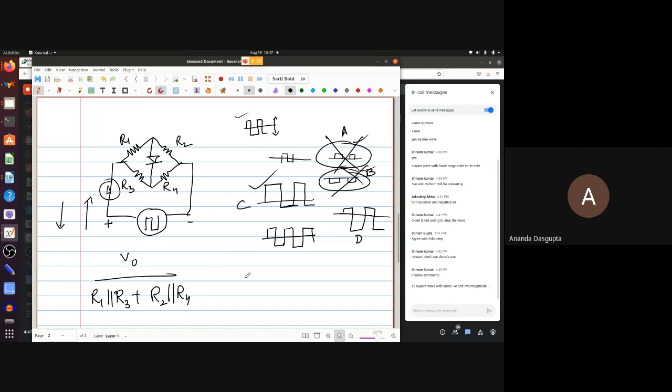And in the other half, when current would try to flow this way from bottom to top, of course, the diode will not allow such current to flow. So the diode will behave like an open circuit then. Then it will be V0 by R1 plus R2 parallel to R3 plus R4. Okay, so these are the two different current magnitudes that will flow. The question is, how would you decide which half corresponds to which current?